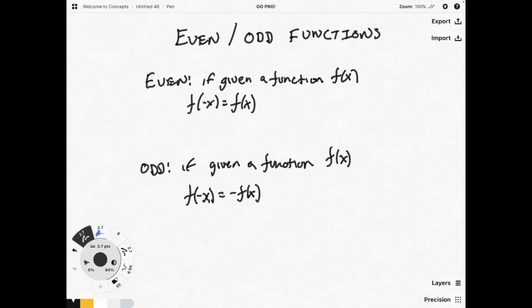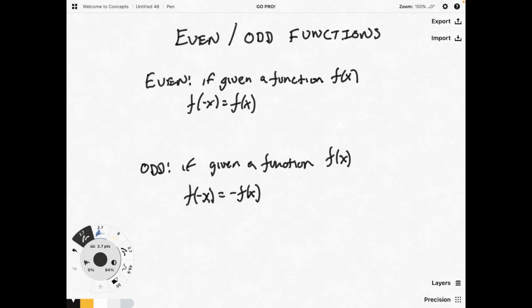Hello, today we will be determining what makes a function even or what makes a function odd. Understanding if a function is even or odd will help aid in comprehending the properties of graphs and what to expect from functions.